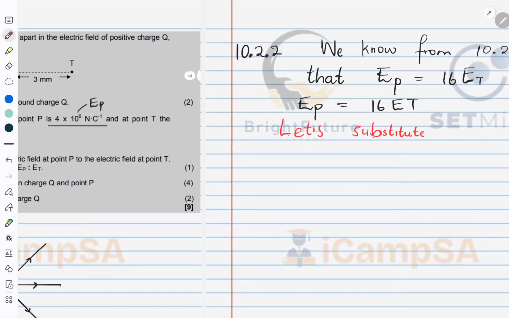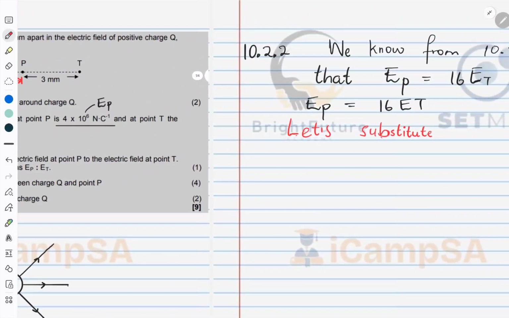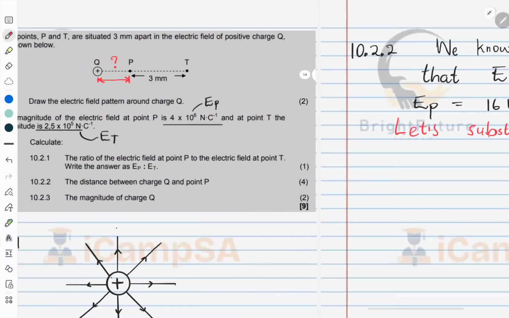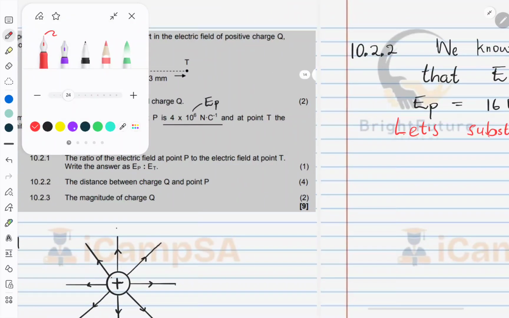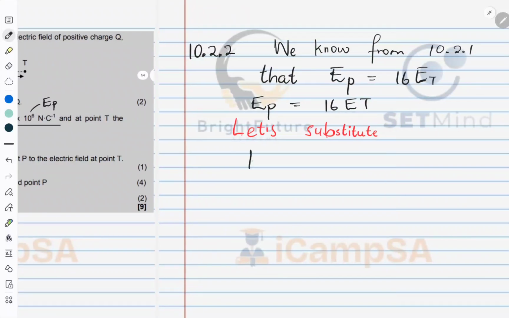So let's substitute now. Remember, don't lose sight of what we are looking for. We're looking for this distance between Q and P. So let's substitute our values and see if we can find it. Okay. EP will be KQ over R squared, which is equal to 16 times KQ over R squared as well.